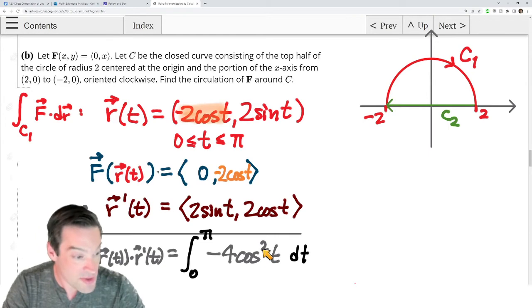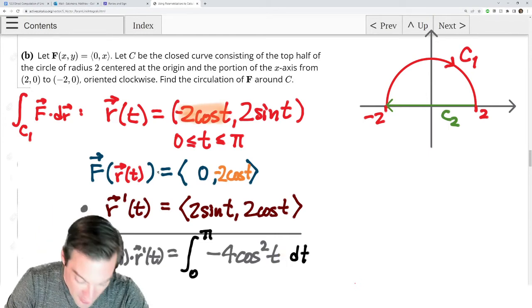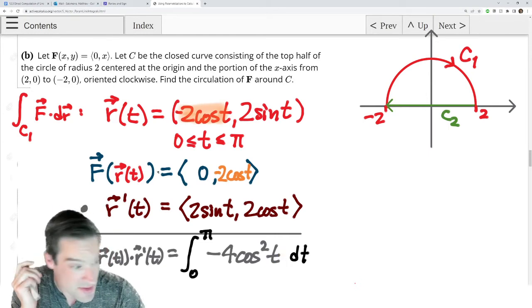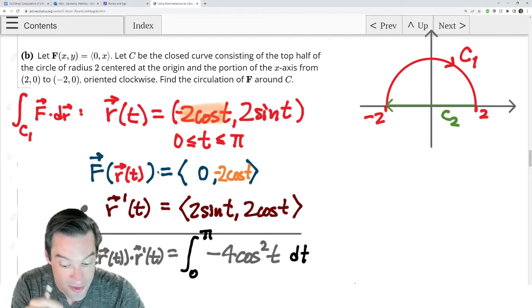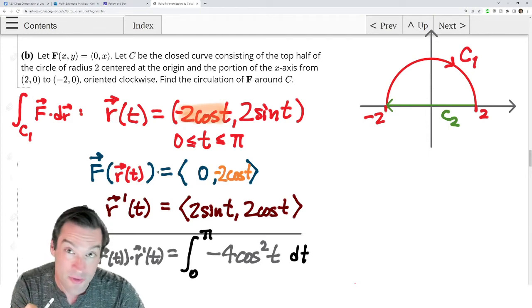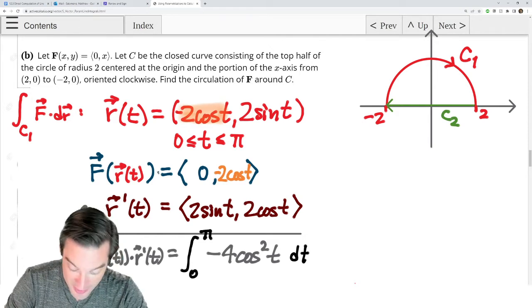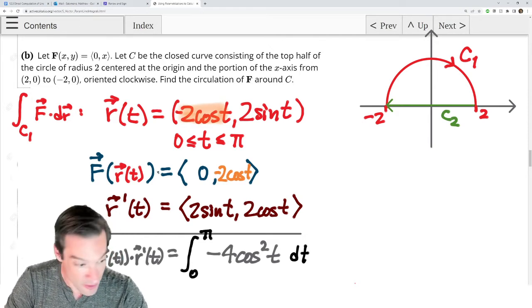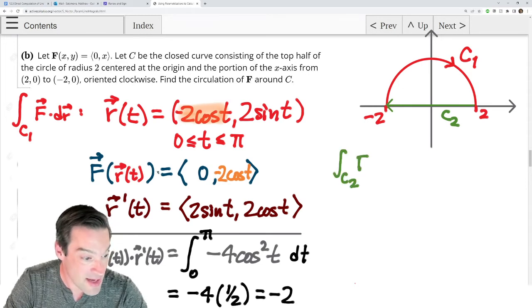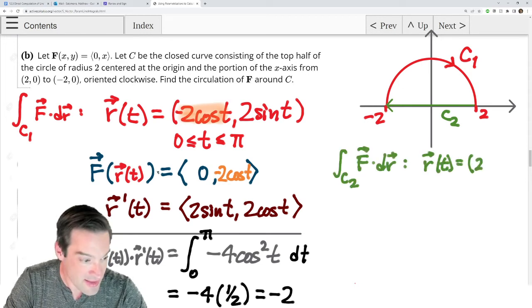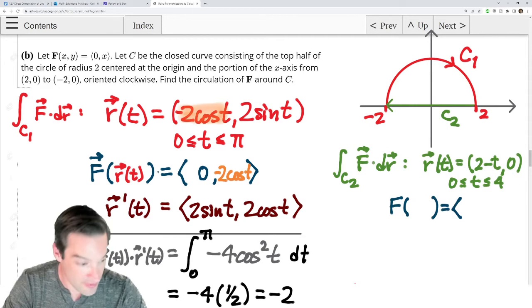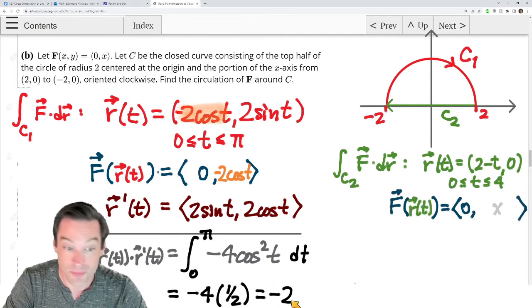But to integrate cosine squared of t, we need to make one of those clever trigonometric substitutions, where instead of cosine squared of t, we substitute 1/2 of the quantity 1 plus the cosine of 2t. Then do a u substitution in that integral and go forward. And I think the integral evaluates out to 1/2. And if that's the case, then that integral is negative 4 times a half, which is negative 2.